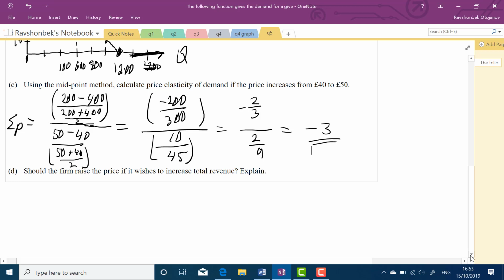When the demand is inelastic, the advice is raise the price, to increase the total revenue. Makes sense now, guys? So the answer here is no.